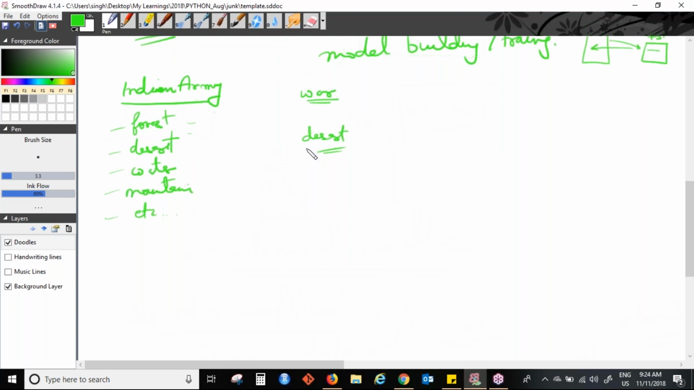Like we had in 19, I don't know which year it was. We have had three wars. So let's say we are having a war on a desert now. Now the Indian Army has to perform well on this desert. Now the Indian Army is trained for all these terrains.